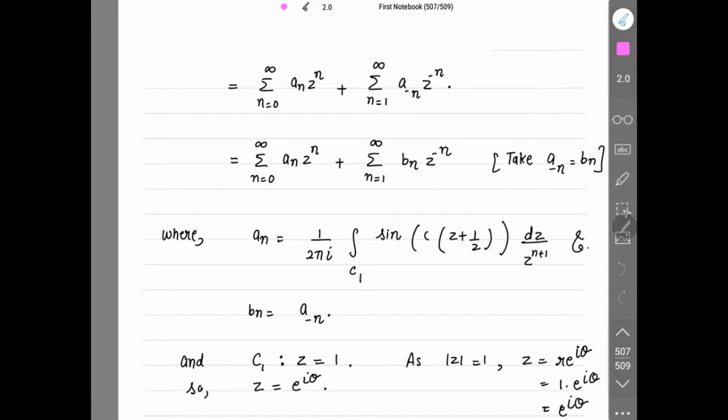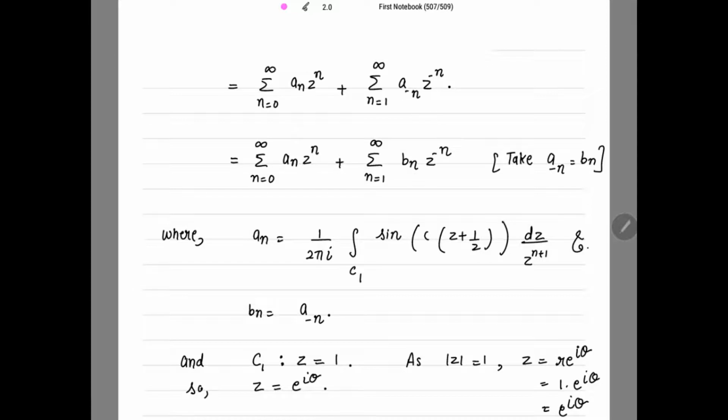So this is equal to summation n going from 0 to infinity an z to the power n plus summation n going from 1 to infinity. I take a with minus n as b and the coefficient z to the power minus n. The coefficient for z to the power minus n is a minus n. So I take this as bn.